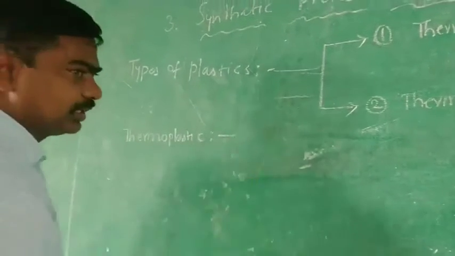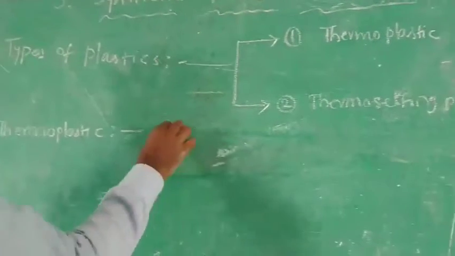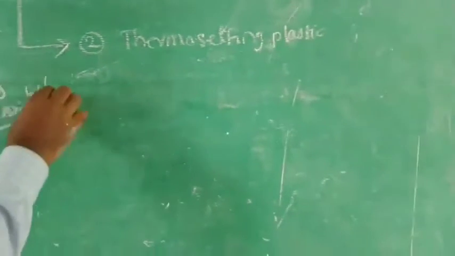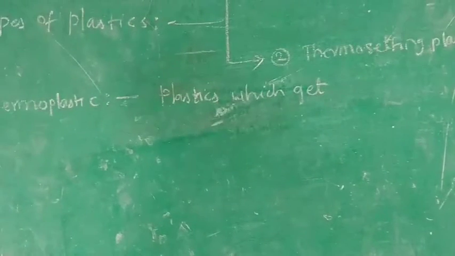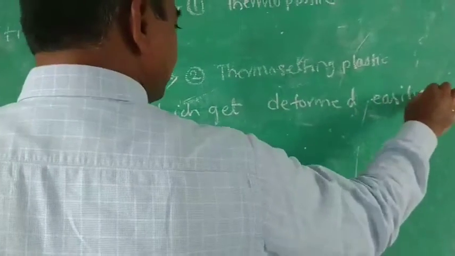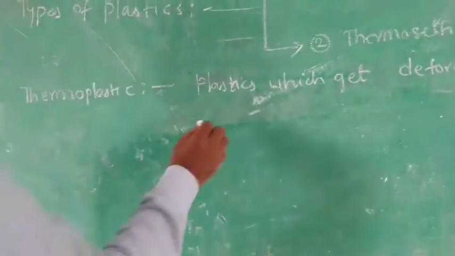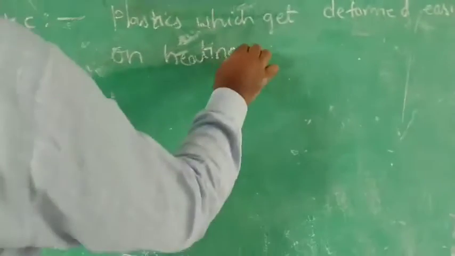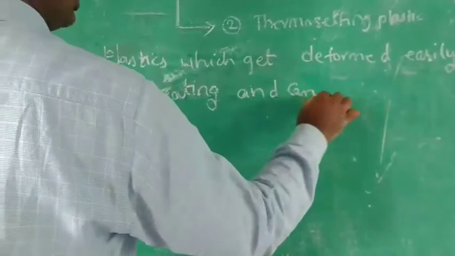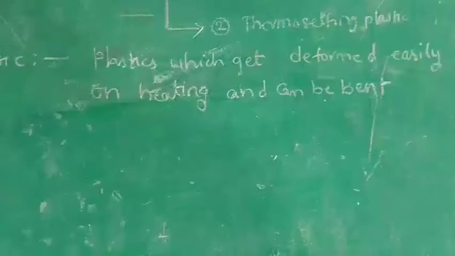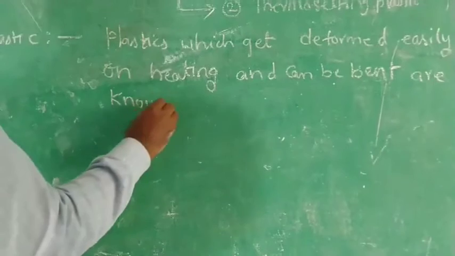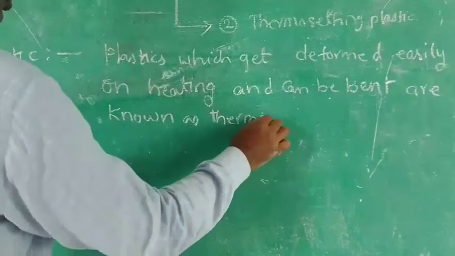What is a thermoplastic? Plastics which get deformed easily on heating and can be bent are known as thermoplastic.